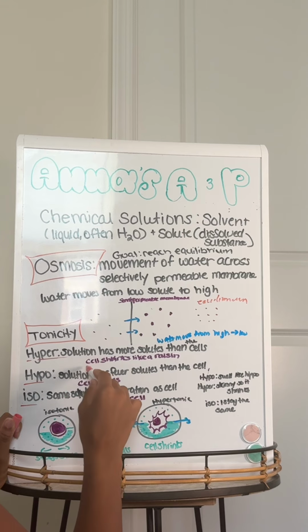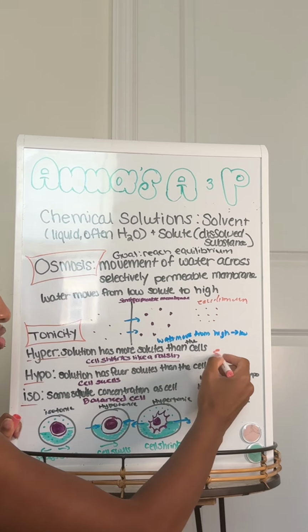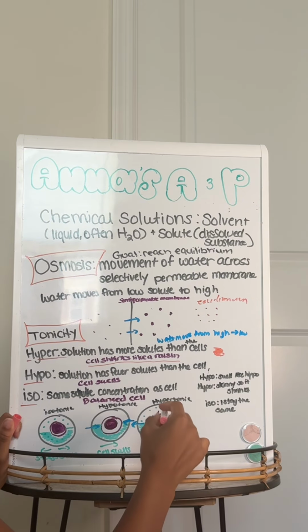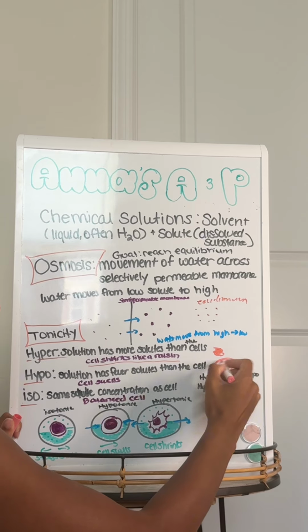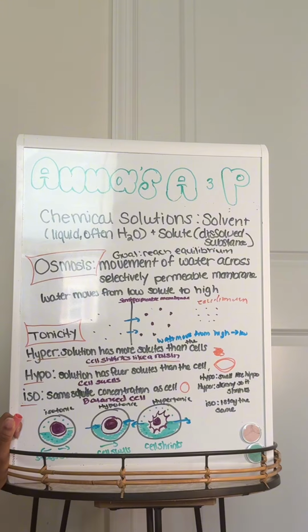So for hyper, the cell is going to shrink like a raisin. That's a great way to remember it. For hypo, the cell is going to swell like a balloon. I can't draw a balloon, but there we go. And then iso, it's going to just stay the same.